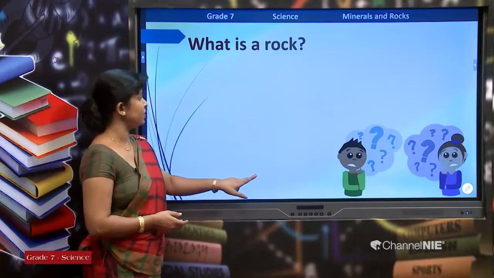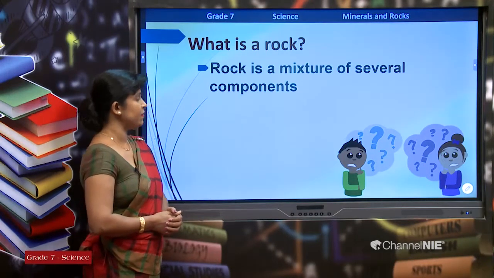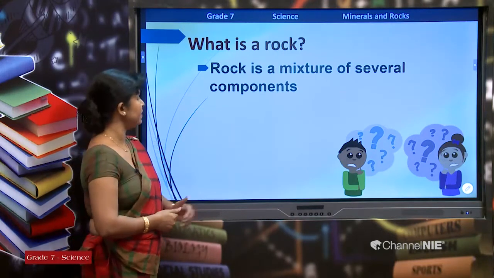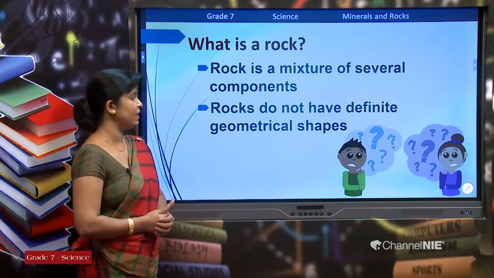What is a rock? Rock is a mixture of several components, right. Rocks do not have definite geometrical shapes.